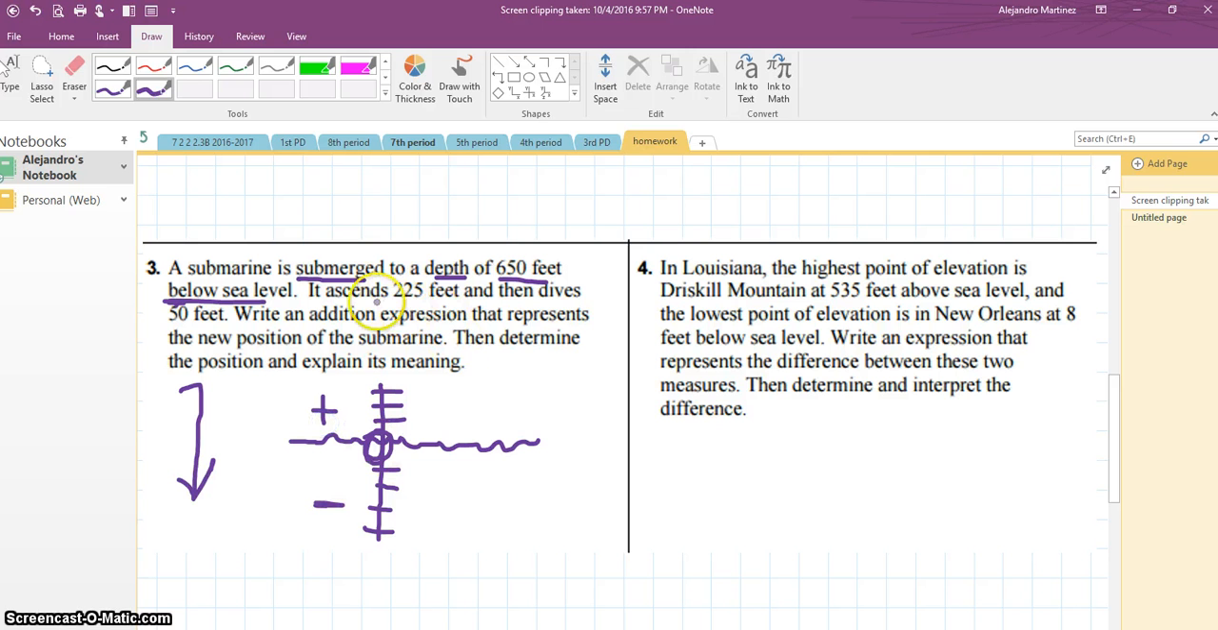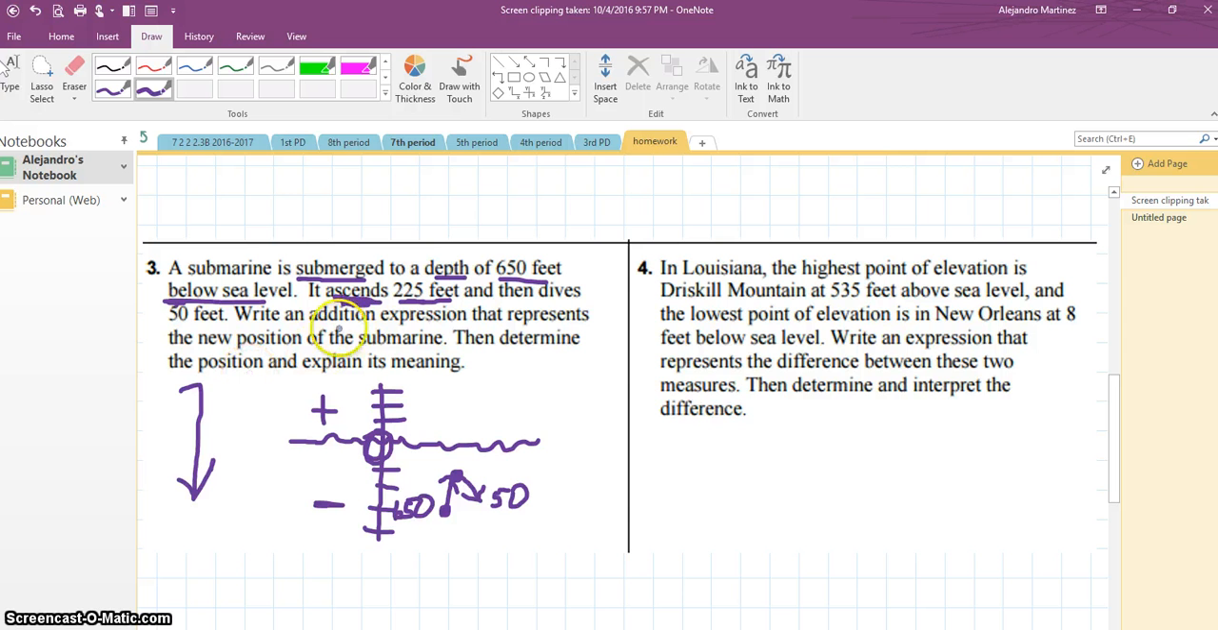So think that it ascends. Let's see, submerged to a depth of 650 feet. So it's here somewhere. Let's say here it's 650 feet. Okay, so we're here. It ascends 225 feet. So from here, you went up. Okay, now you're here. And then dives 50 feet. And then you're going to go down again 50 feet.